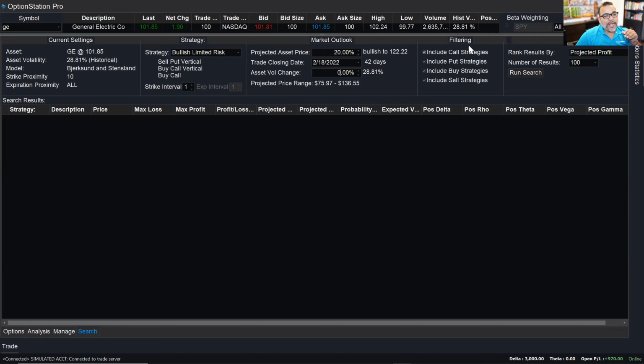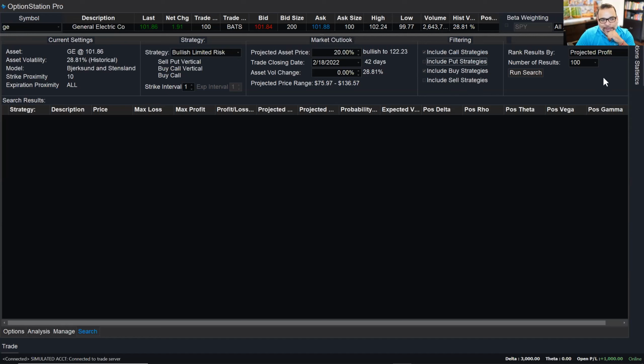Right here on the right-hand side, we have some filters. This includes all sorts of strategies, calls and puts. If I want to exclude selling strategies, I can just uncheck that. Let's just say buy strategies. Those are the ones that are probably going to have less risk because you're not shorting any options. Okay, so do we want to include puts? Maybe for this exercise, since we're bullish, I'm just going to concentrate on buying calls, the buy side calls. So I've unchecked some filtering here.